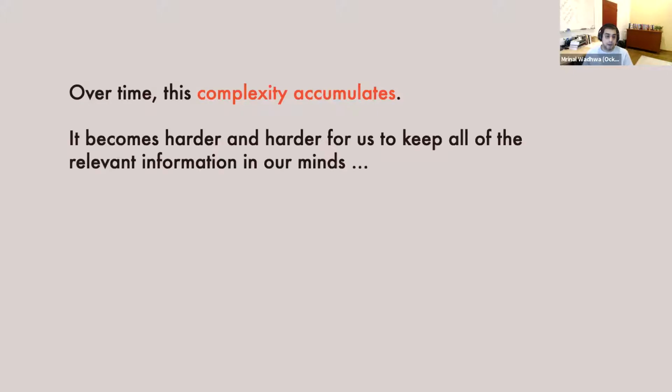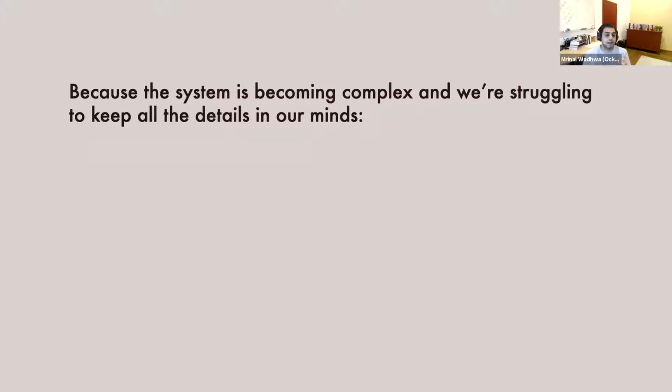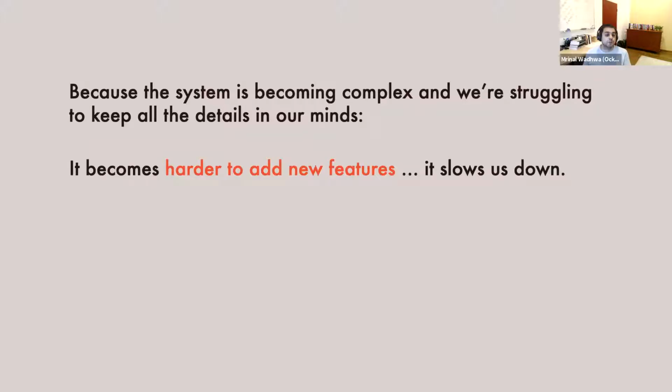And more complexity is getting added, and it happens in small increments, right? So it doesn't one day appear and become complex. It's just slowly we're doing things that make the system complex. As the complexity accumulates, it starts to become harder and harder for us to keep all of the information in our heads, right? And because the system is becoming complex, and we're struggling to keep all the things in our minds, it becomes harder to add new features because we have to think about multiple things before we can add a feature, right? It slows us down.